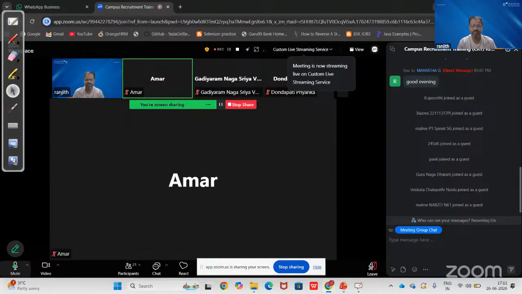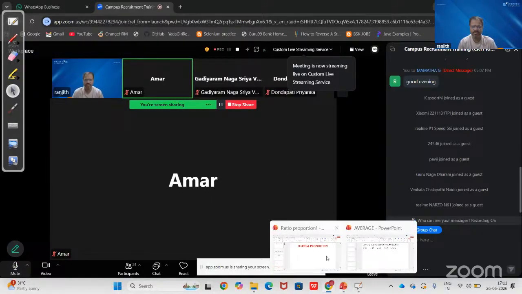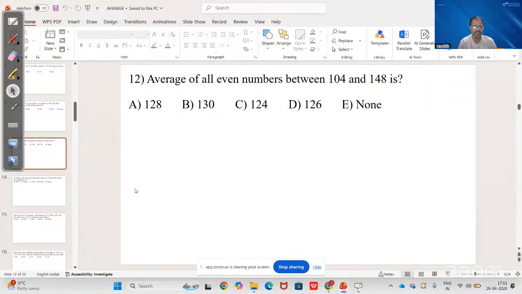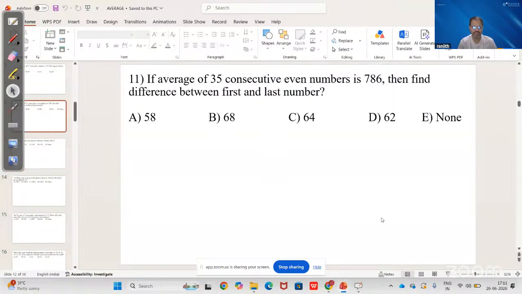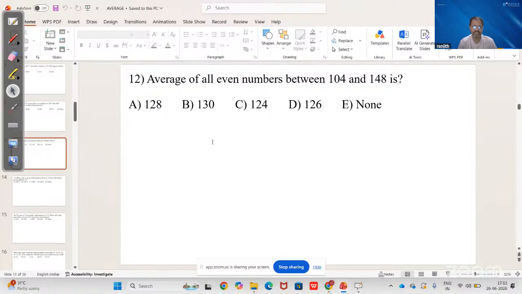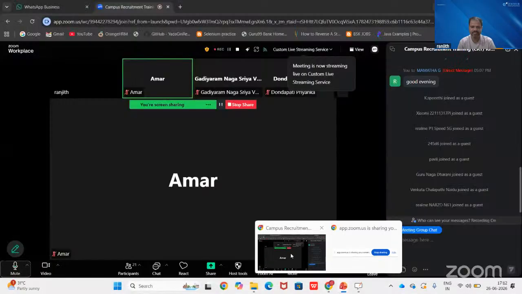Everyone, good evening. Okay, let's see the topic of yesterday. Average we are doing. So the last one is this one. Can you please find out this one? Average of all even numbers between 104 and 148. What is the average in between 104 and 148? Can you please tell me the answer?